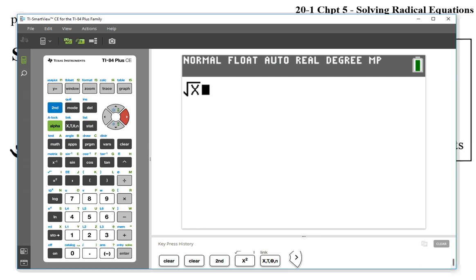So root x plus, we want to add that to the root of x plus 16. Leave the radical.